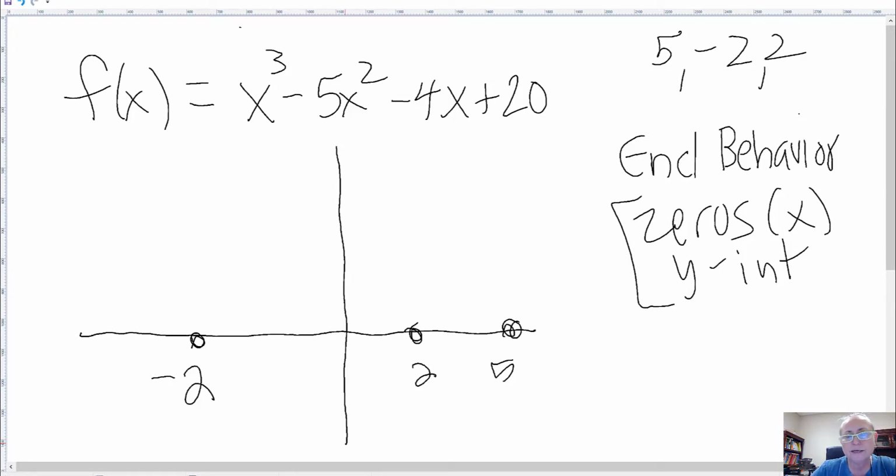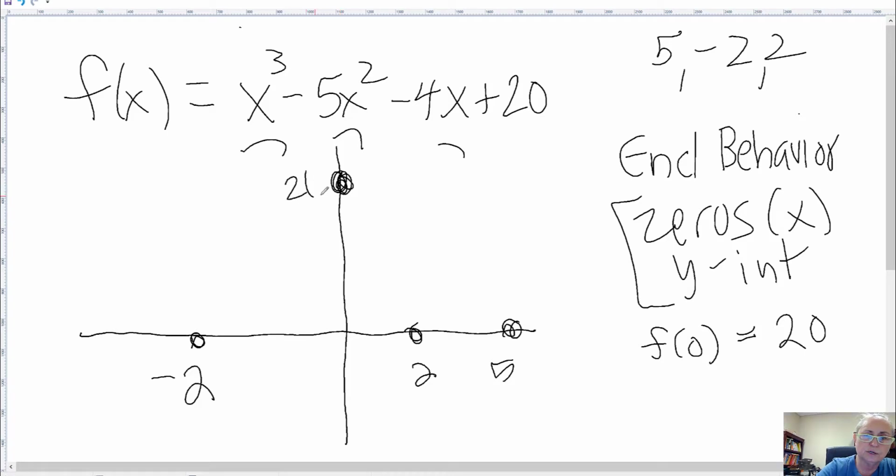Now to find the y-intercept, I do f of 0. So that would be a 0, a 0, a 0. It would be a 20. So this has got a different scale here on the y, but that's okay. We know it goes through 20, and we just want a general shape. We're not trying to be perfect.